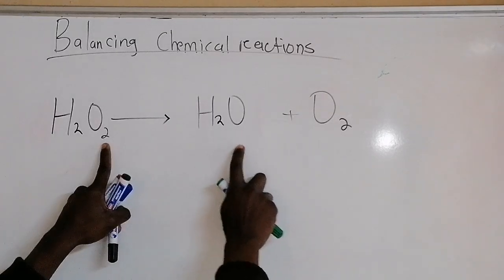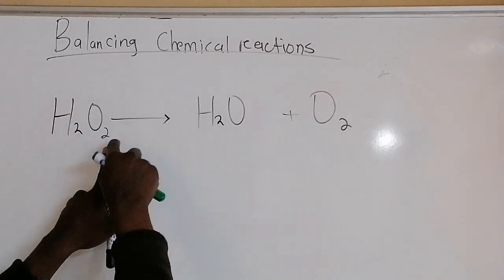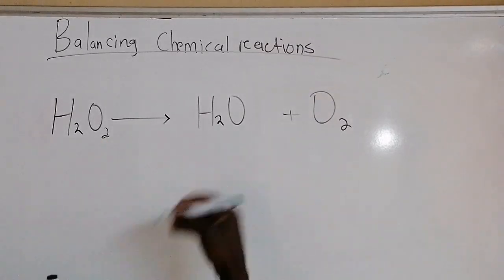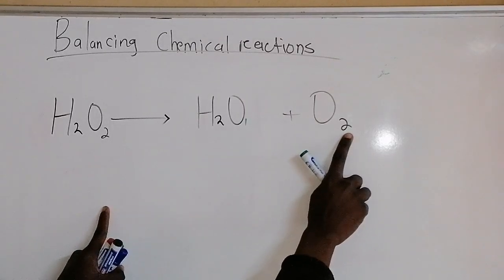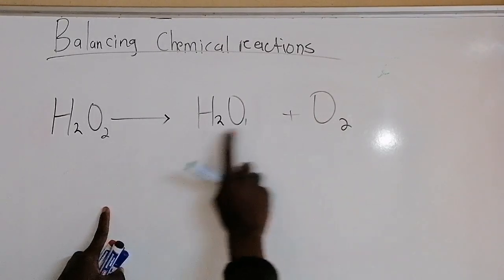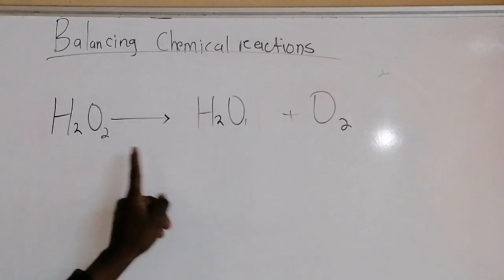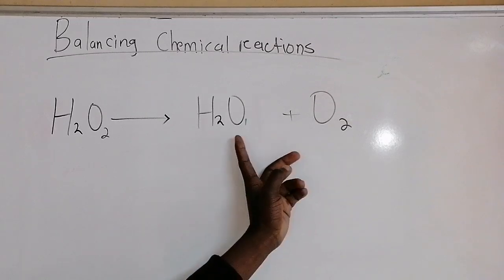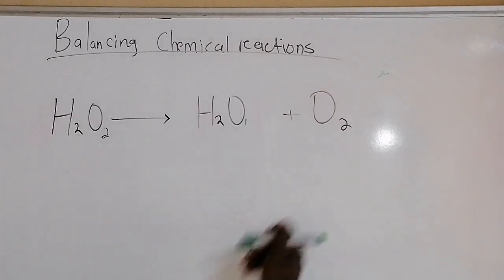O2, we need to compare it with the oxygen on the product. On the reactant side we have 2 oxygen atoms, but here the subscript is 1, so we combine this one with that 2. It means that we have 3 oxygen atoms. Therefore this chemical reaction is not balanced, because on the product, or the right hand side, we have 3 oxygen atoms. Therefore, we have to make sure that the reactants are equal to the products.